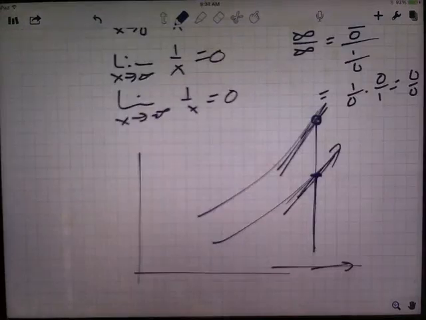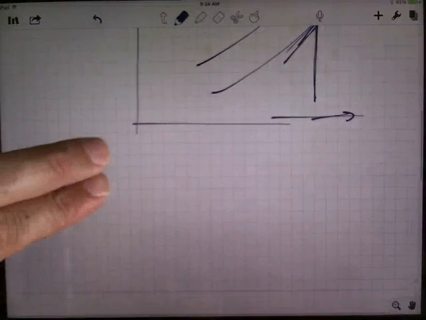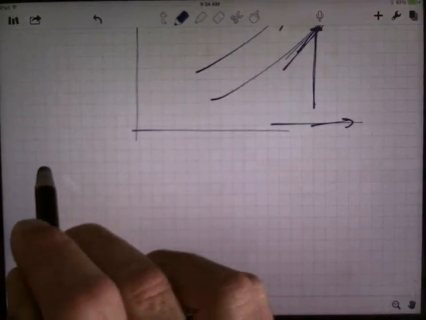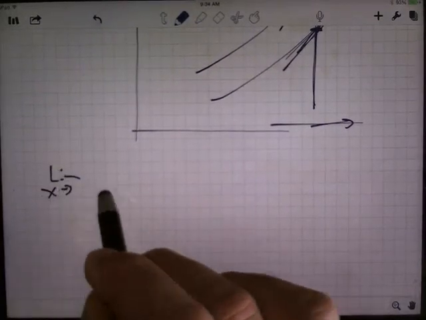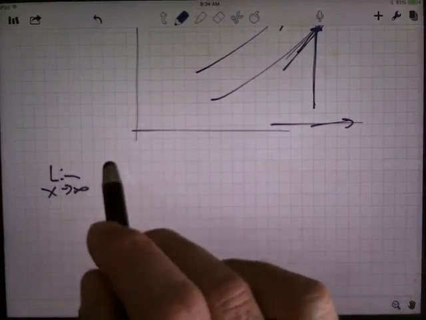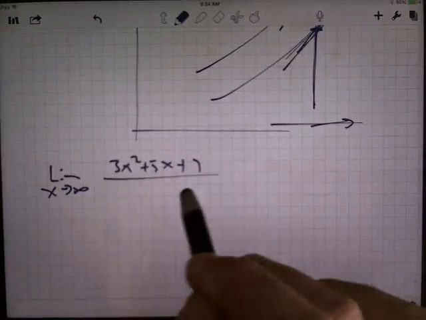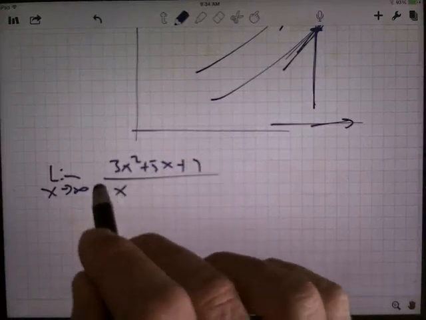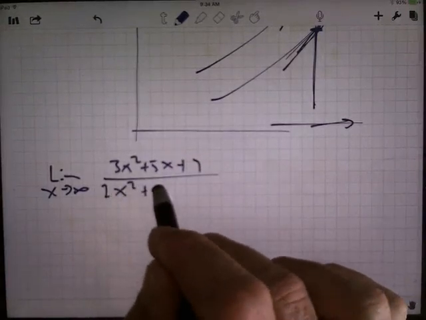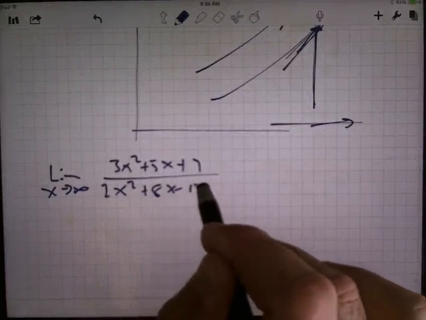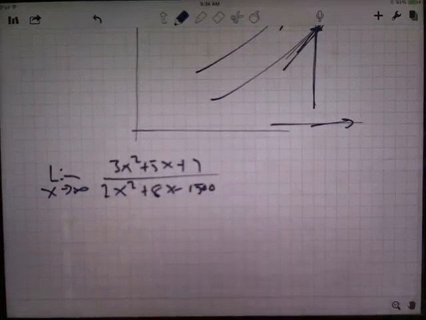Let's do an example or two here. The limit as x goes to infinity of 3x squared plus 5x plus 7 over 2x squared plus 8x minus 1,500, because that's what came out.